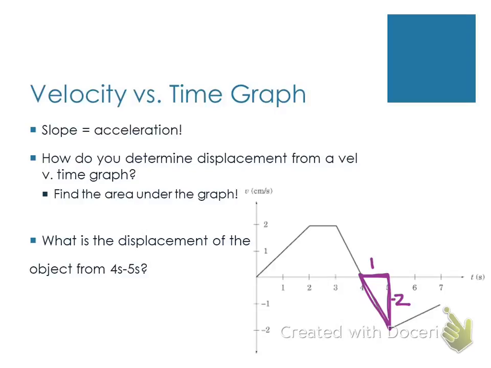We already talked about the fact we're moving backwards and we're speeding up. So when we find the area of that triangle, negative 2 times 1 is negative 2, divided by 2, which is negative 1 centimeters. Okay, we already said we're moving backwards during that time interval, so it makes sense that our displacement is negative. Right? We're behind or below where we started. Do we agree with that? Okay.